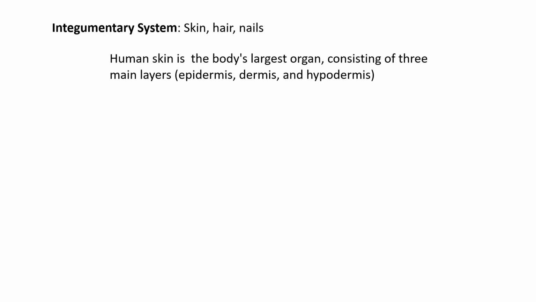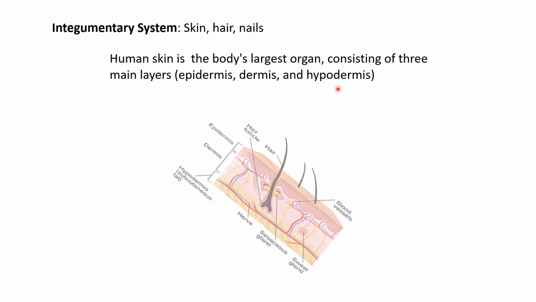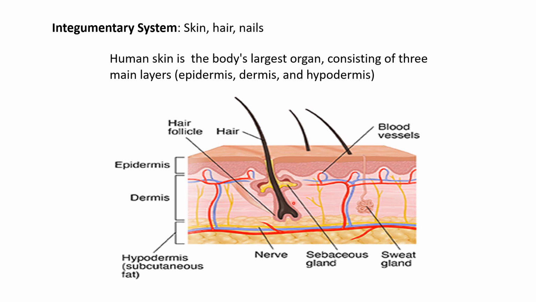Human skin is the largest organ in the body, and it has mainly three layers. These layers are the epidermis, the dermis, and the hypodermis. This is one of the simple structures of human skin, showing the three layers. The top one is the epidermis. This is the epidermis part of human skin. It is thinner as compared to the other layers.